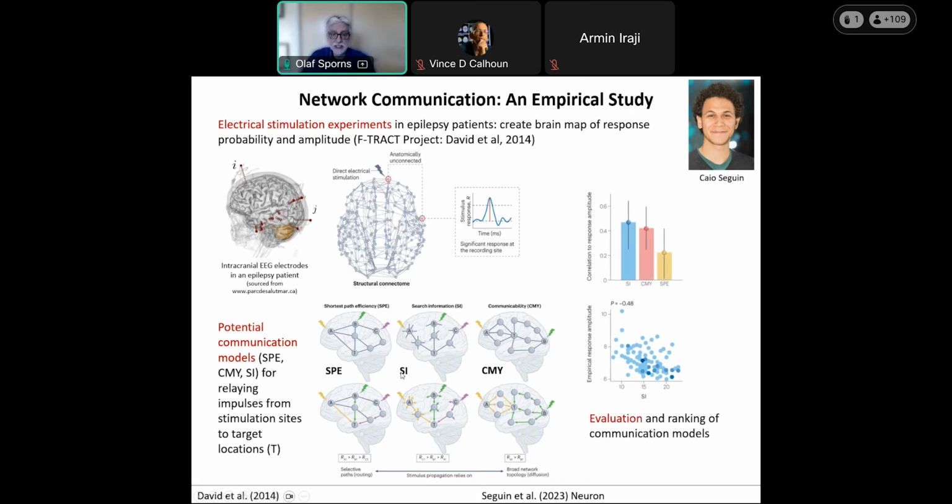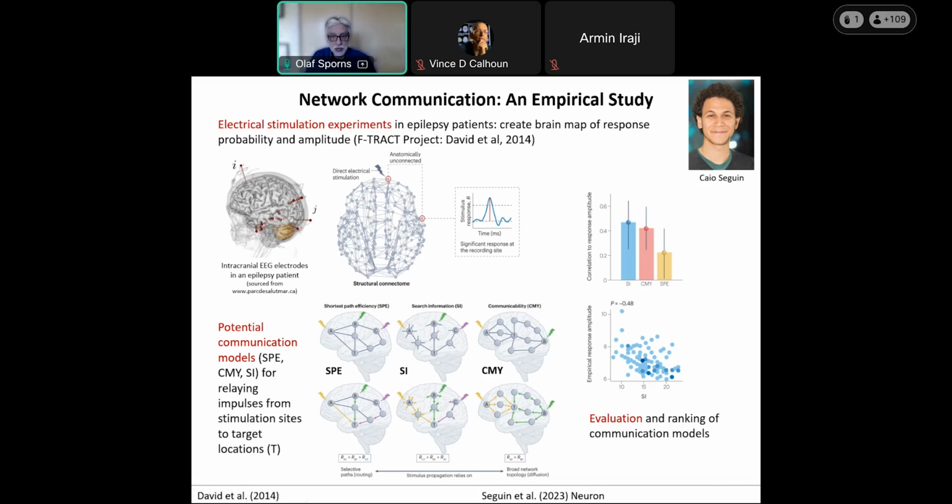Using that approach and comparing these two domains with each other, Caio was able to essentially rank how well different communication models fare in this competition. Turns out search information, which I mentioned earlier from the work of Joaquin Goni, is one of the best ways of predicting communication patterns or functional connectivity in the human brain. Communicability, purely based on diffusion of information, not shortest path at all, comes in a close second, while shortest path efficiency, which is most commonly used in our field still to assess communication properties in a given brain network, comes in third. So these are ways of assessing different communication strategies that have different policies underneath, different algorithms that guide them, and comparing them to empirical data.